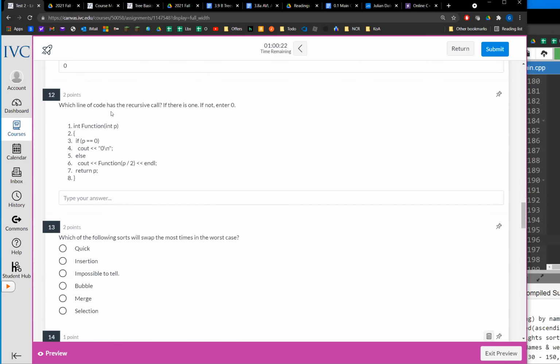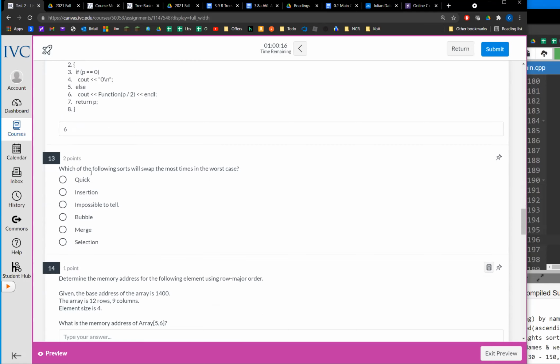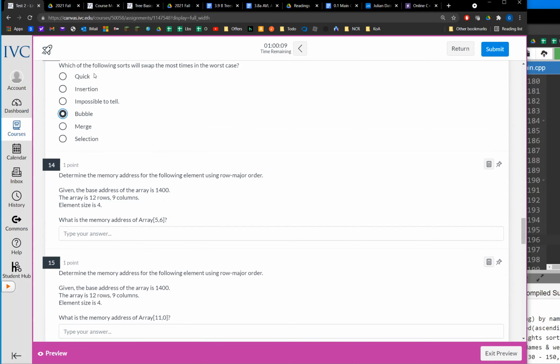Which of these is a recursive call? That's line 6. Which one swaps the most in the worst case? That's bubble sort. Merge sort doesn't swap. Insertion sort doesn't swap, so you eliminate those two.